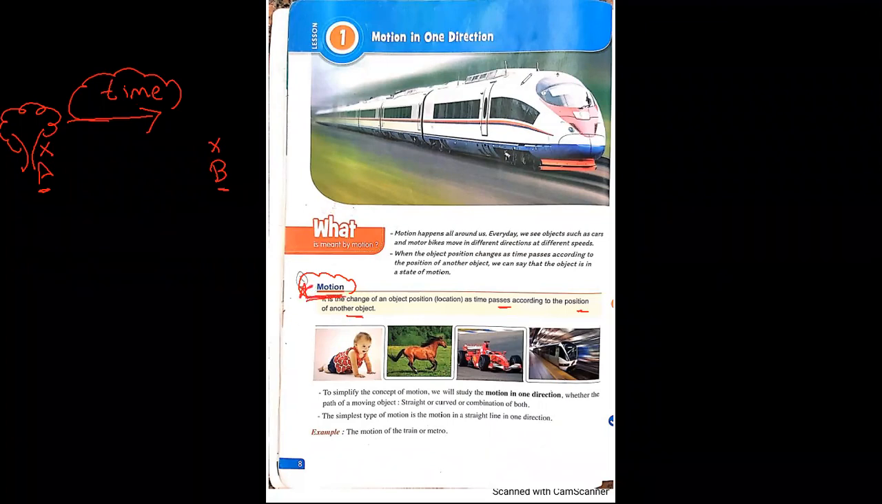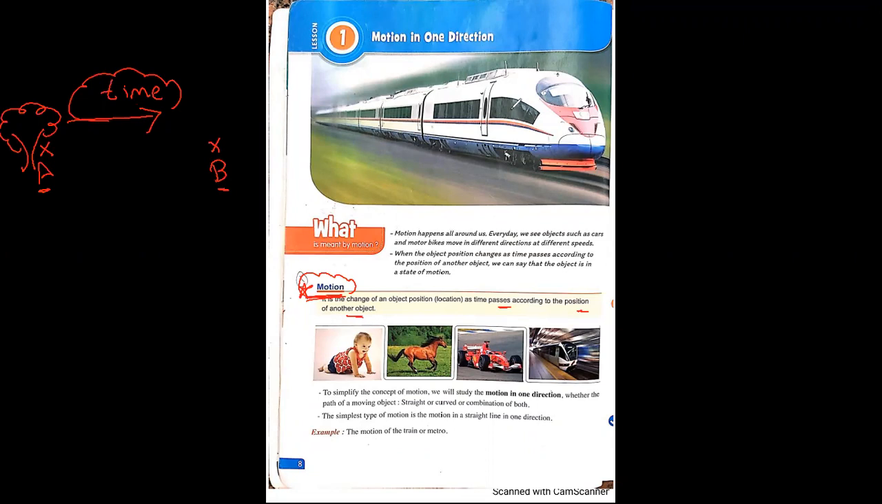Okay. Salma, can you hear me? Yes. Write the scientific term. It is the change of an object's position according to the time, or according to the position of another object as time passes. What does this mean? Motion. Okay, thank you.